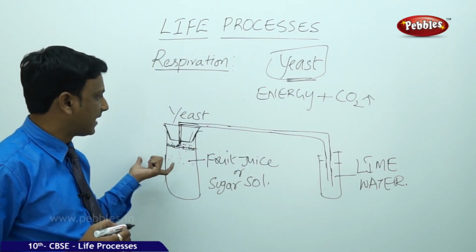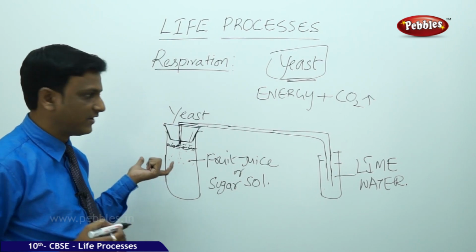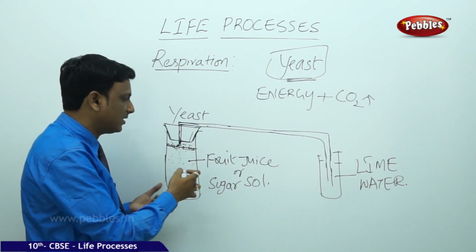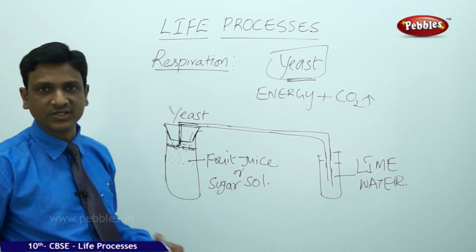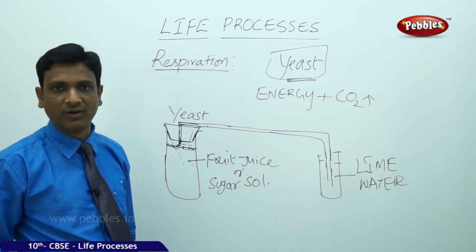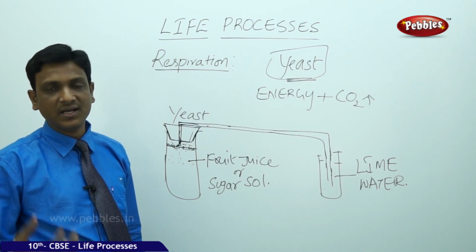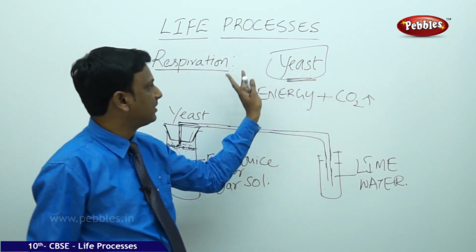So what do you think? What happens here? The yeast are organisms that carry out respiration when food is available. That means the fruit juice is the food; it contains the sugars on which the yeast feeds. So the yeast convert the sugars to alcohols, and in this process energy is liberated. Along with energy, what is released in respiration?